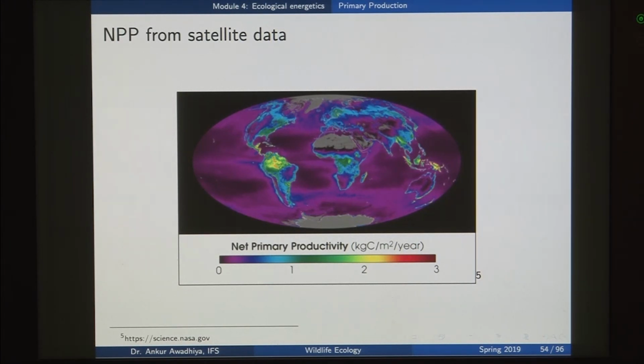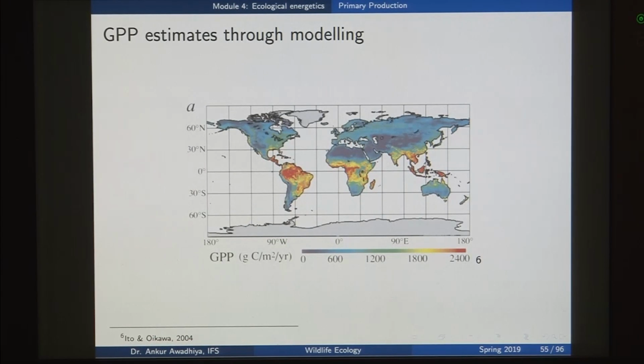Now, net primary productivity can also be computed using satellite data. In the case of satellite data, what we are trying to measure is the amount of chlorophyll that is there per unit area. If you have more chlorophyll and you know what kind of species are there, you can figure out the amount of productivity that we can expect from that area. So, we can make an estimate of the net primary productivity of different areas of the earth, and we can also compute the net primary productivity and the gross primary productivity using modeling.